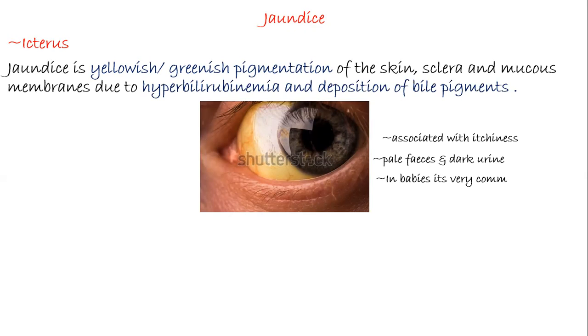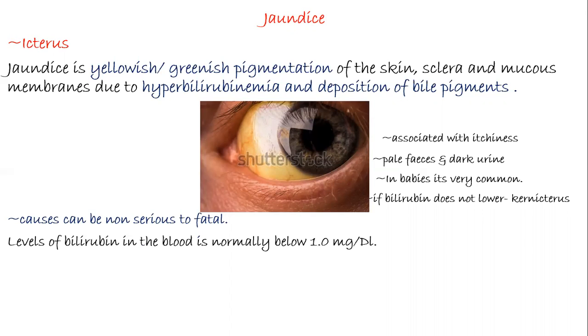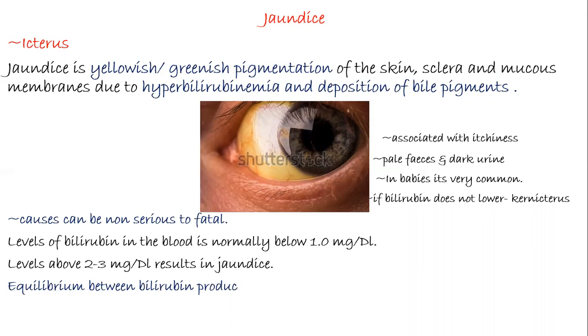In babies, it is very common, and if this bilirubin is not lowered in a newborn baby, then it might lead to kernicterus. The causes can be non-serious to fatal. The level of bilirubin in the blood is normally below 1 milligram per dl, but when the level is between 2 to 3 milligram per dl or above, it results in jaundice. There is equilibrium between bilirubin production and clearance, and if this balance is disturbed, it results in jaundice.